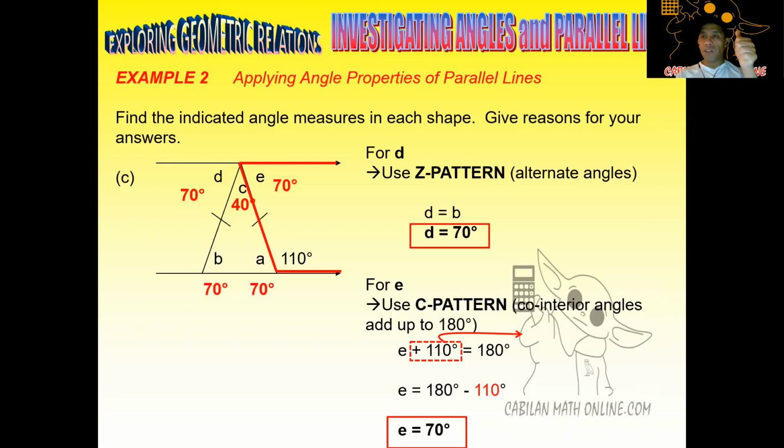All right, so that's one option. A second option that you could have done is you could have also used the Z pattern and seen that E and A are alternate angles, and E and A would be the same. As you can see right there, they are.